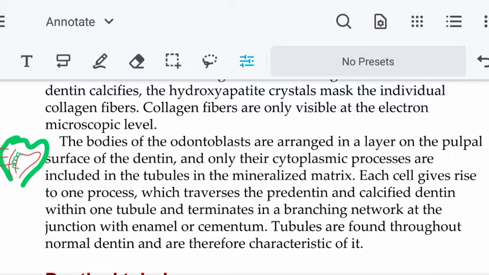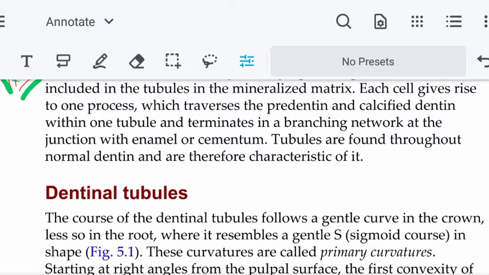And they pass over the surface of the dentin. Each odontoblast gives rise to one process, which traverses the predentine and calcified dentin within one tubule and terminates in a branching network at the junction with enamel or cementum. Tubules are found throughout the normal dentin and are therefore characteristic of it.